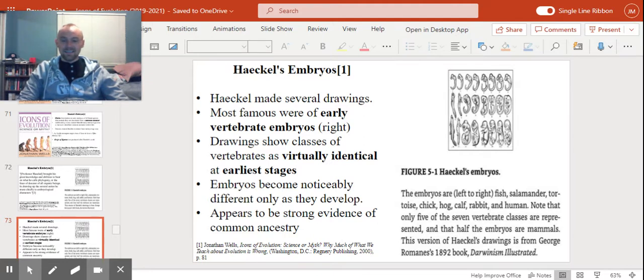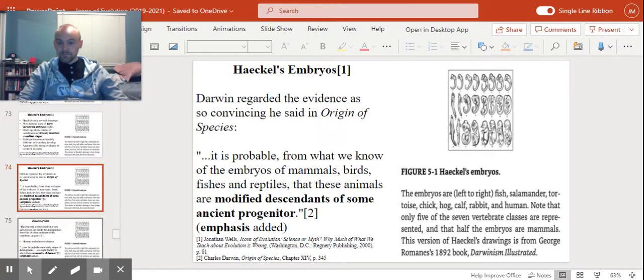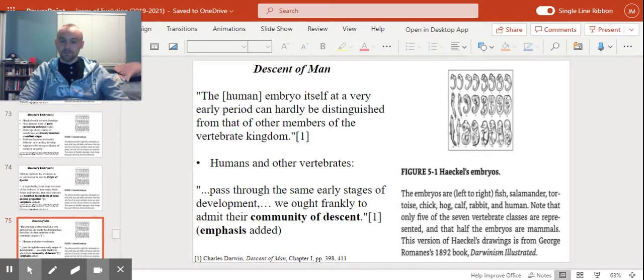Drawings show classes of vertebrates virtually identical at the earliest stages. Embryos become noticeably different as they develop in this picture. And then it appears to be strong evidence of common ancestry. Meaning if we all looked the same in our embryonic stage, maybe we all did have a common ancestor. Darwin regarded the evidence as so convincing that he said in Origin of Species, quote, "It is probable from what we know of the embryos of mammals, birds, fishes, and reptiles that these animals are modified descendants of some ancient progenitor."